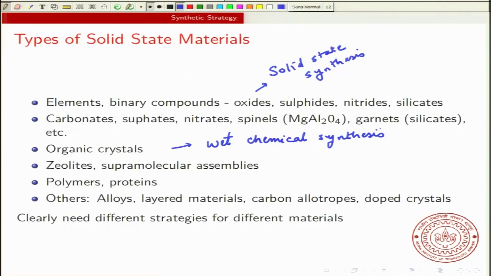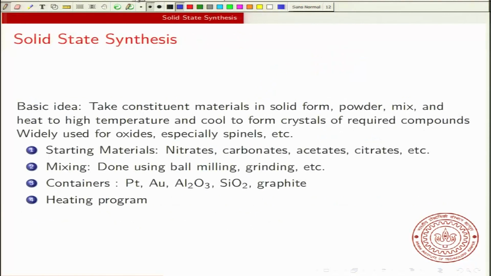I won't talk so much about arranging the constituents into crystals. There is a whole array of techniques for doing that, but I'll not be discussing that in this lecture. So, let's look at solid state synthesis.